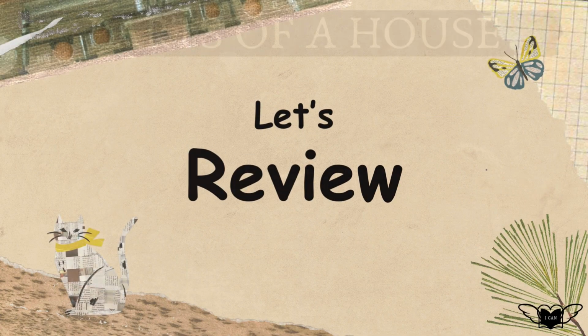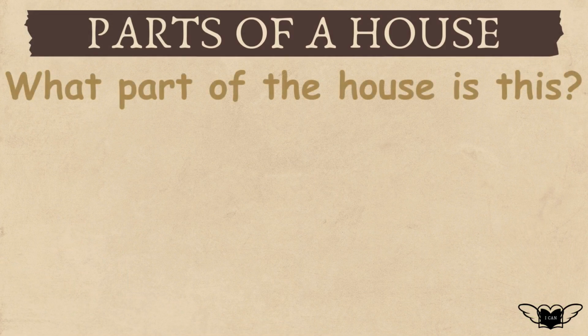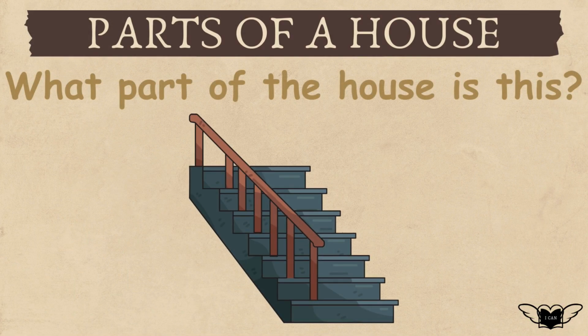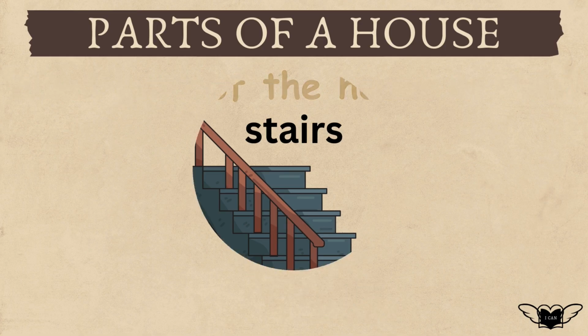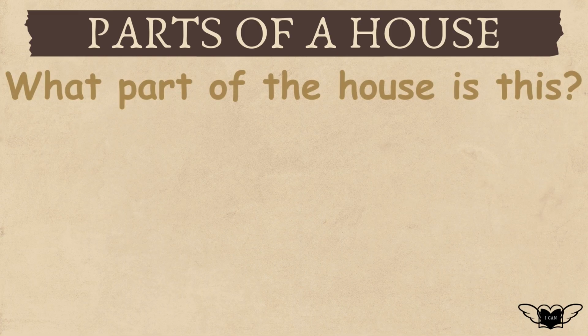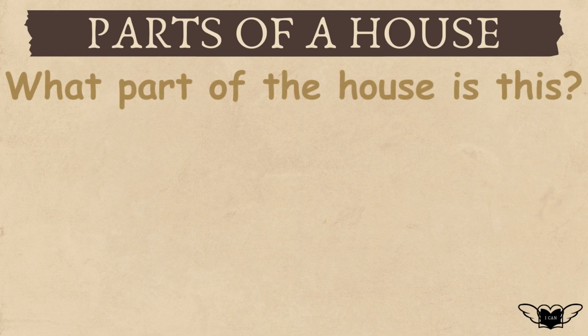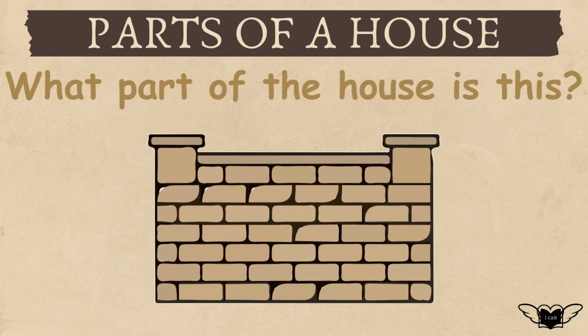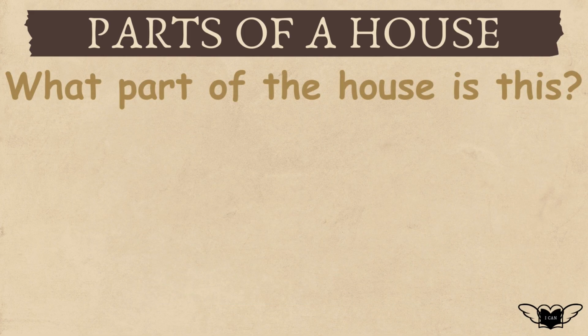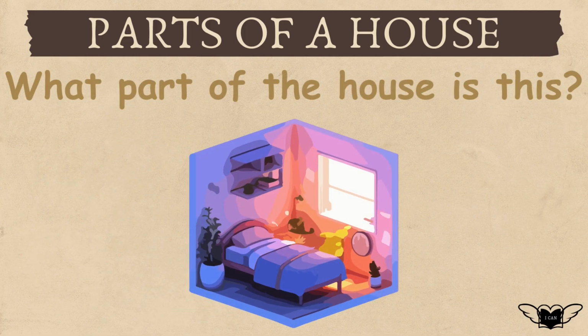Let's review. What part of the house is this? Stairs. What part of the house is this? Door. What part of the house is this? Wall. What part of the house is this? Room.